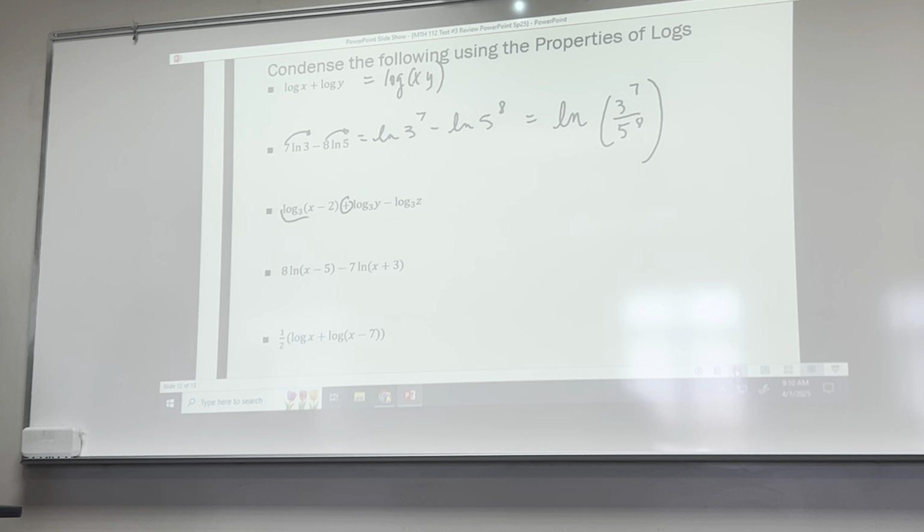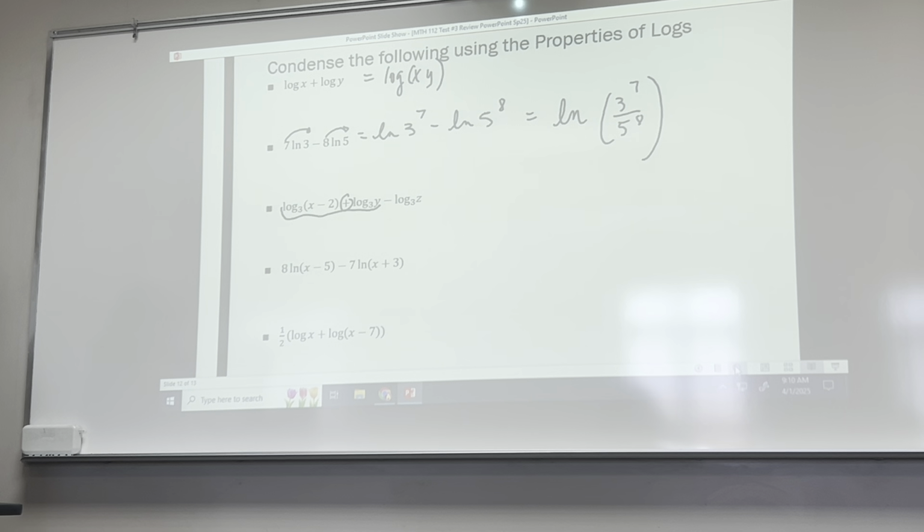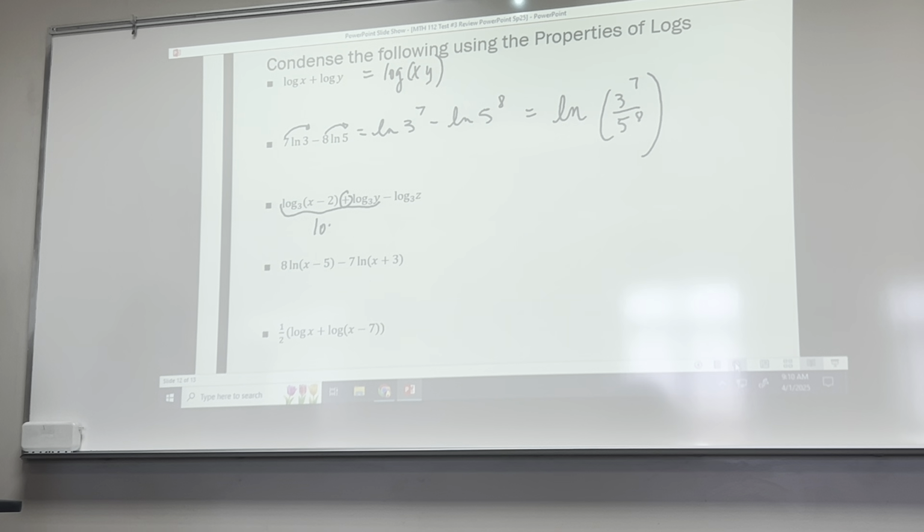Okay, so left to right, this is a plus. So then these two would apply to the product rule, right? So I condense that to log base 3 of x minus 2 times y. And I still have this minus log base 3 of z. So I condense the first two terms in the first step, right? Now since this is a minus, then I can apply the quotient rule. And that would end up being log base 3 of x minus 2 times y over z.